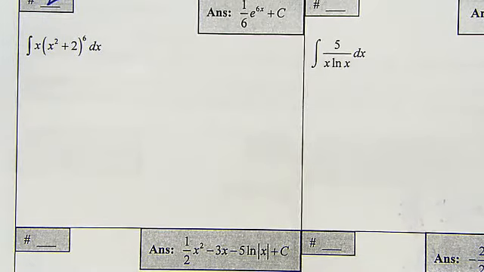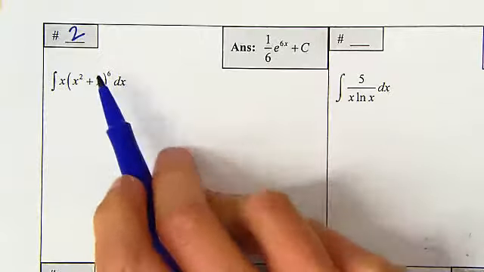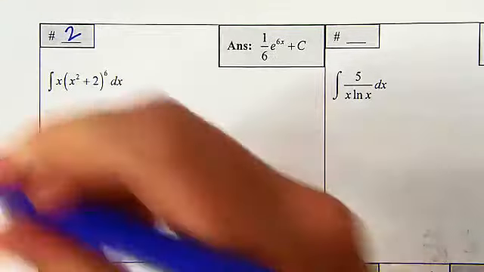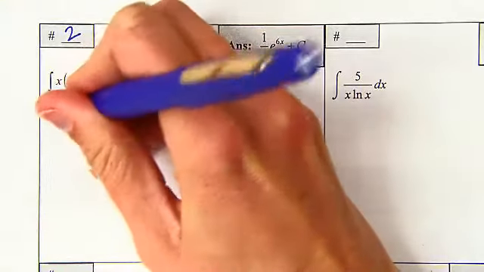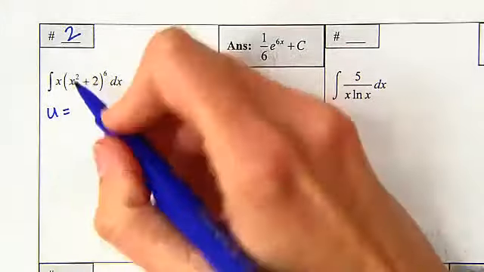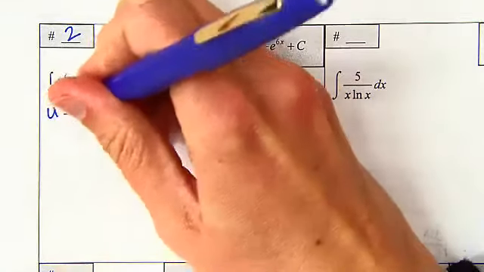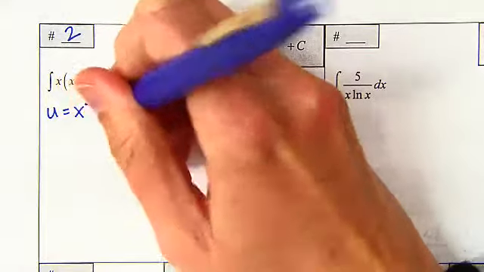Okay. So I have the integral of x times this parenthesis group that has an exponent of 6 dx. So first step is set u to be equal to your inner function. This one's pretty nice because hopefully you agree with me. It's pretty clear to see what our inner function is. Our inner function would be our x squared plus 2. So u is x squared plus 2.